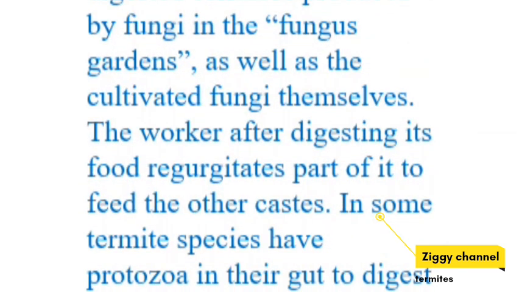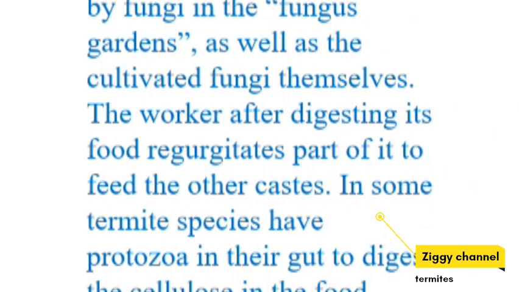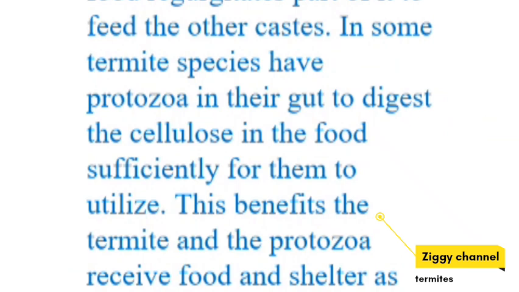Some termite species have protozoa in their gut to digest the cellulose in the food sufficiently for them to utilize. This benefits the termite, and the protozoa receive food and shelter as well.